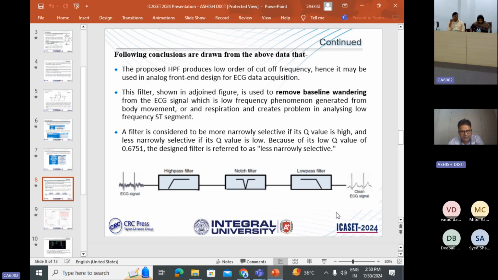Here we can see this input ECG signal, which is contaminated with noise, and here when we use this high pass filter followed by a notch filter, that is a band reject filter, and a low pass filter, we get a clean ECG signal, which is possible by using low GM topology and reduced power dissipation because of subthreshold conduction. Next slide, please.